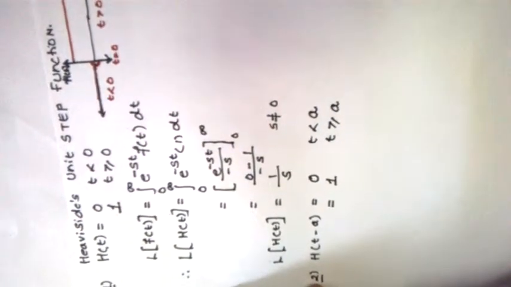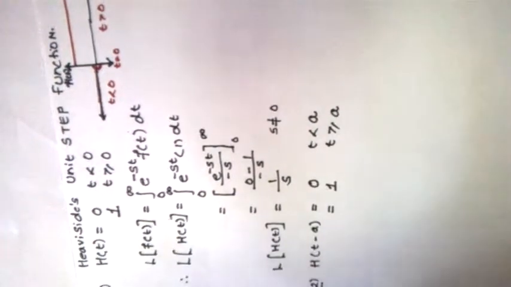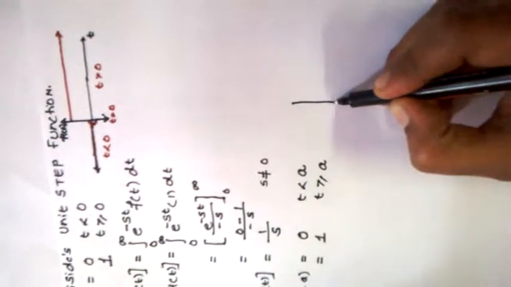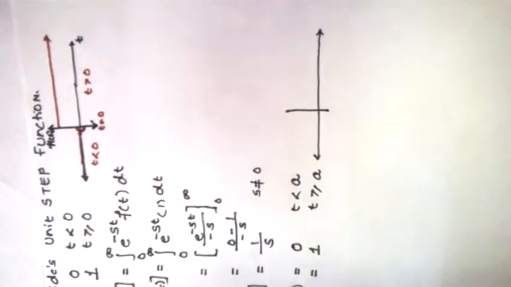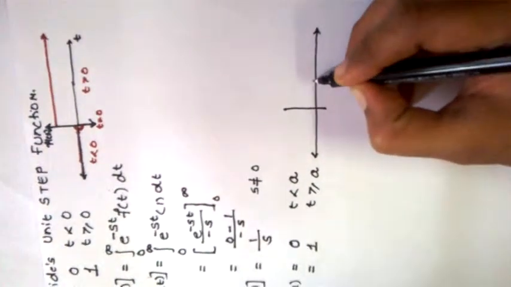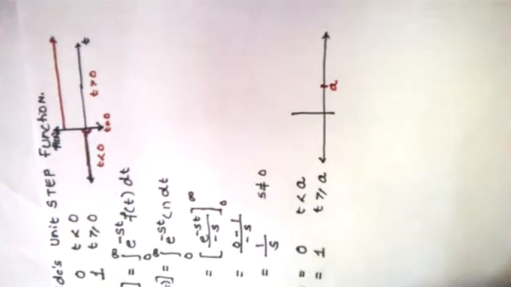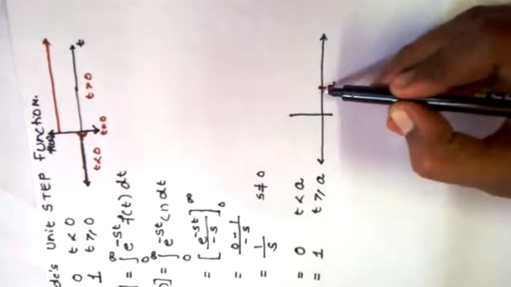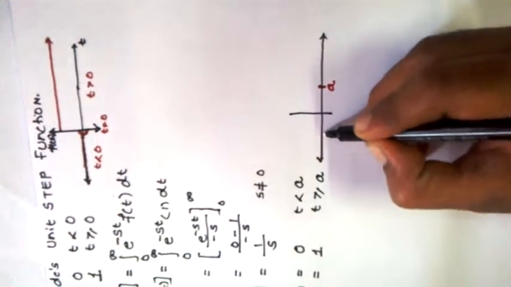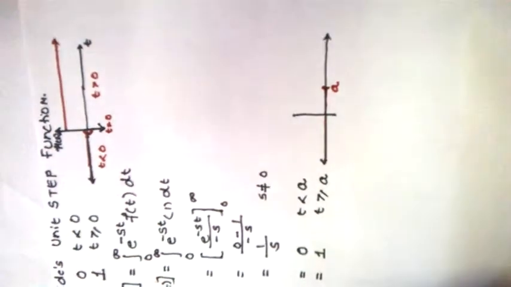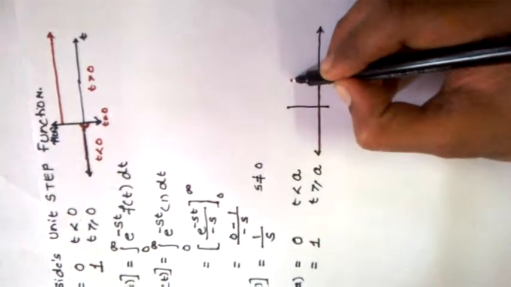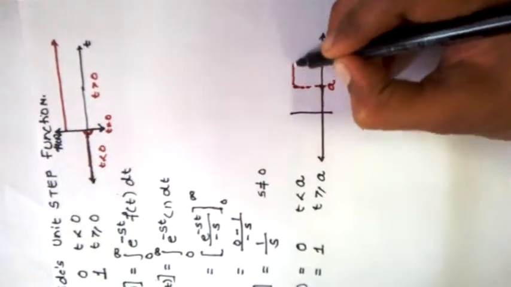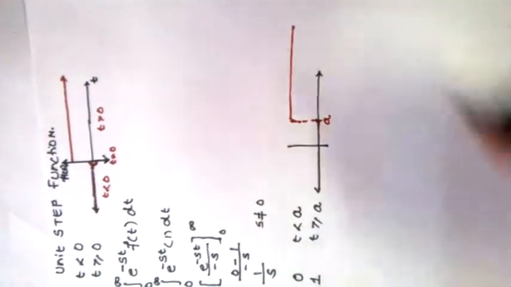And if I say that a is some positive value and trace the graph of such a function now, we'll get, let's say a is positive, some value over here. So t is less than a, that means we are in this region and the value of the function is 0. Suddenly at t is equals to a and greater than a, the value of the function is 1. So the graph will be something like this.